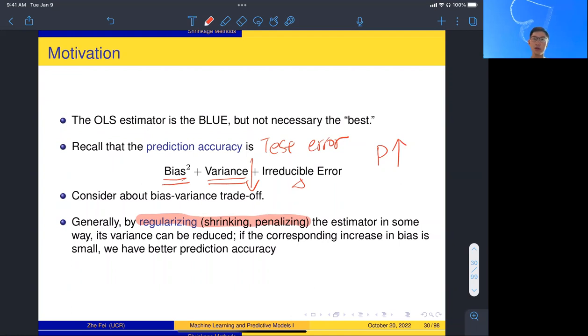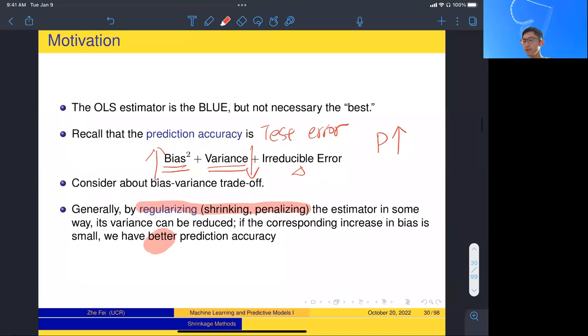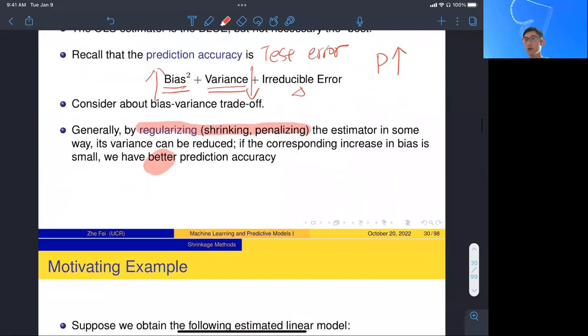Then, you cannot expect all the good things to happen. At the same time, variance decreasing means your bias could potentially increase. But as long as the trade-off is worth it, as long as you have a larger variance reduction and a smaller bias increase, we would achieve an overall better prediction accuracy. So that's the overall goal we want to achieve. Hope it makes sense.